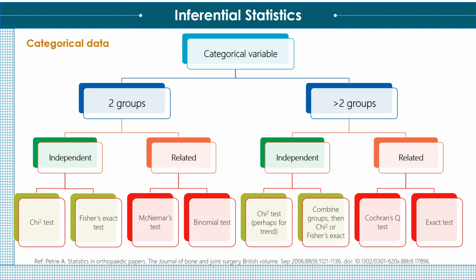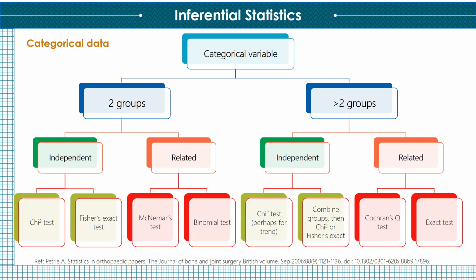So I would like to refer you to this reference listed here at the bottom, this Petrie paper on statistics in orthopedic papers. This is a freely accessible manuscript that really shows all these figures that I'm showing you now. Nice, almost cheat sheets for how to know which test to use. So please go and fetch them there and keep them on file. It's really easy to follow.